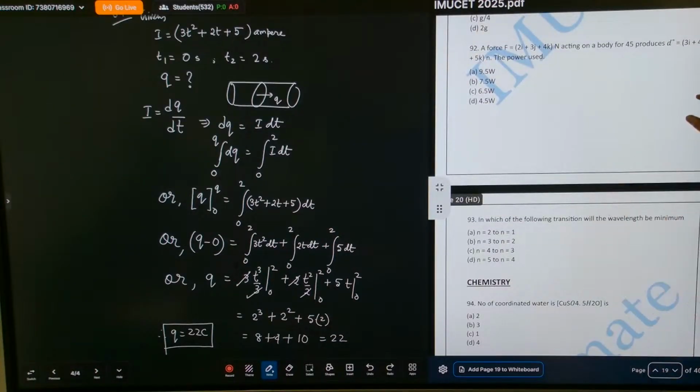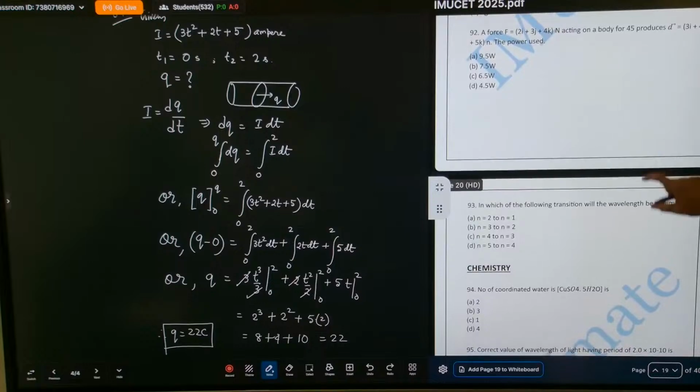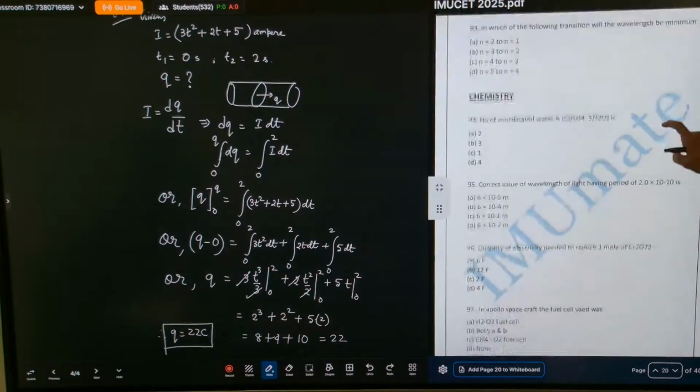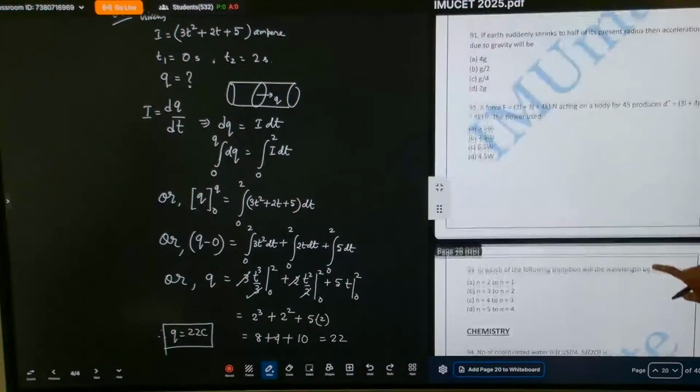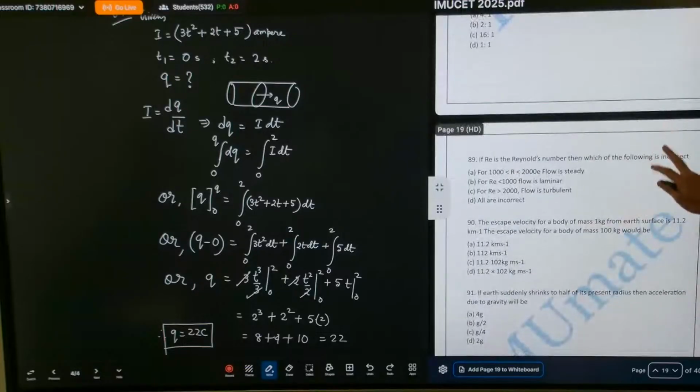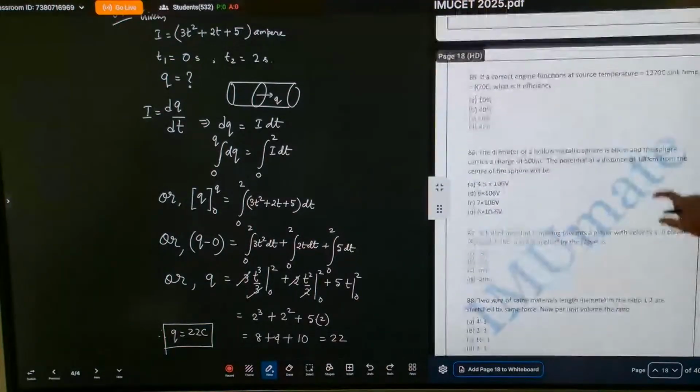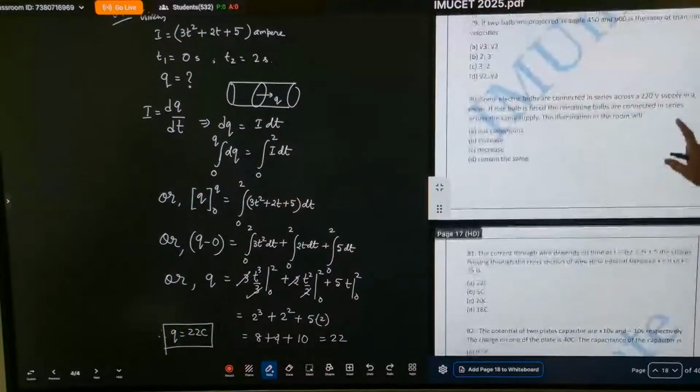So I think we have covered most of the given PYQs from the current electricity section. There were only 3 or 4 questions. Okay, so let me check it further.